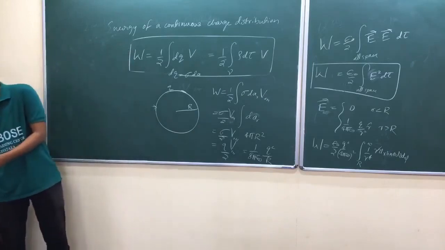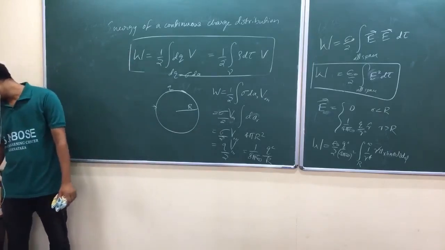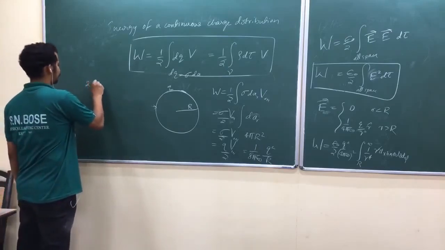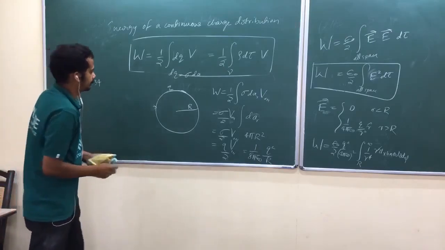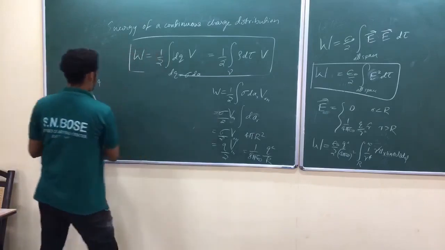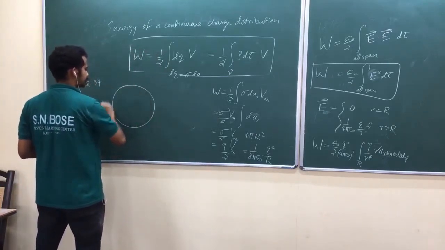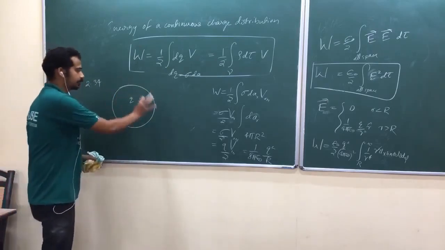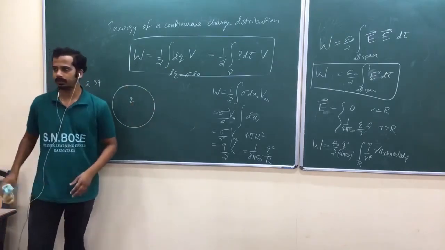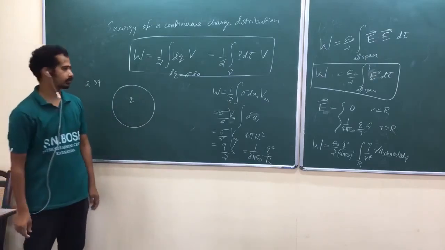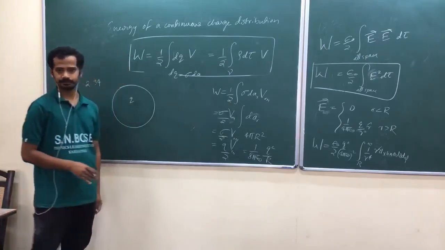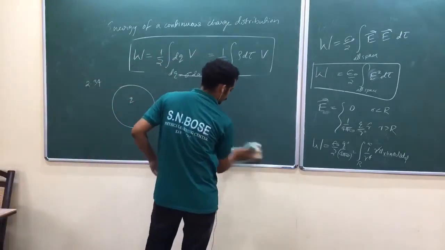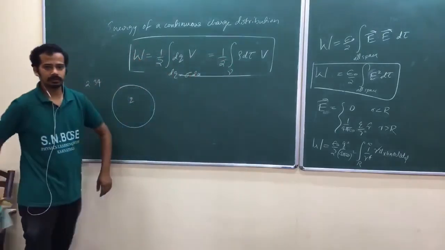This is the next question that was asked in the CSIR JEST exams. 2.34, 34th problem. Okay. I have a solid sphere. Now my charges are uniformly distributed. Okay. So what is the total electrostatic energy? What is the total electrostatic energy?